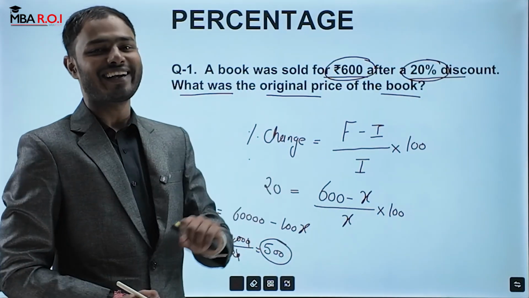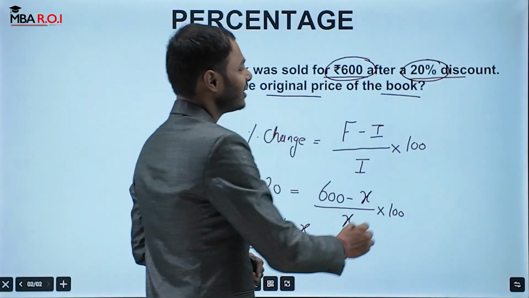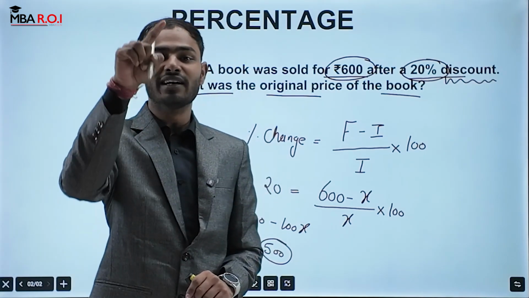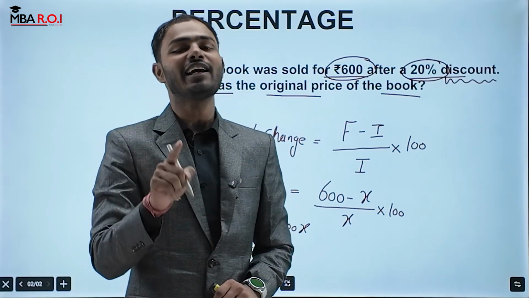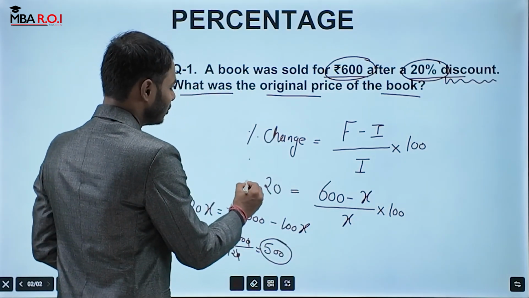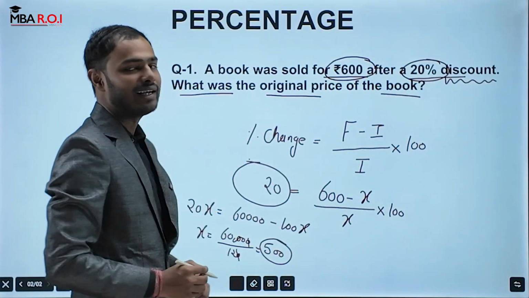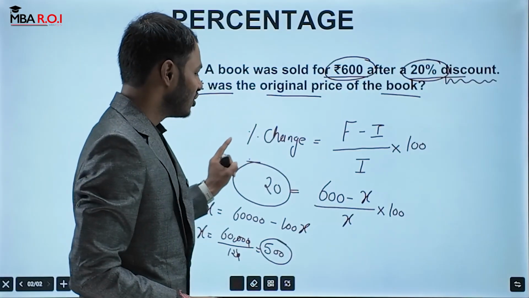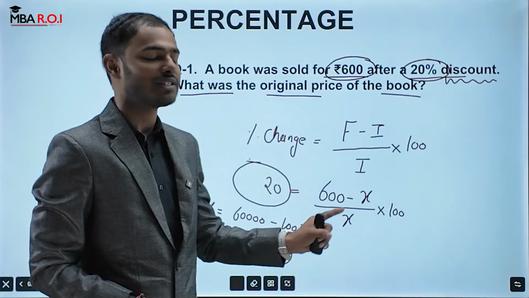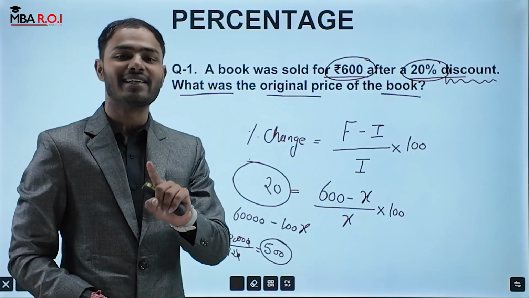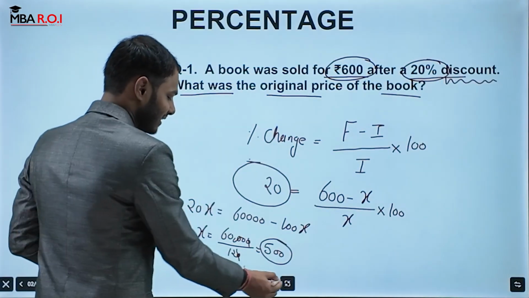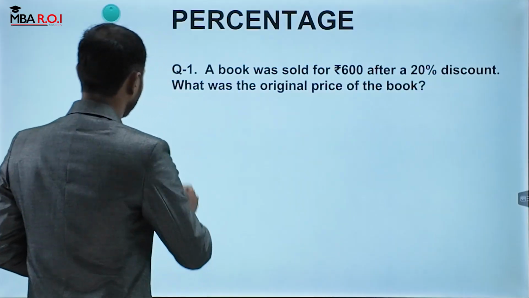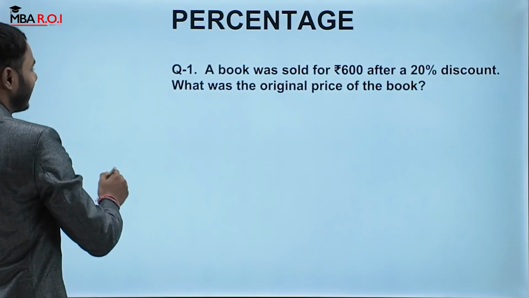So this is not a correct answer. Why? Because we were asked for a discount, and discount means reduction of percentage, and in case of reduction we have to assume this to be a negative 20 instead of 20. So I think some of you might have made this mistake as well. So now we are going to try this question again, but now we are going to take this sign as a negative sign.